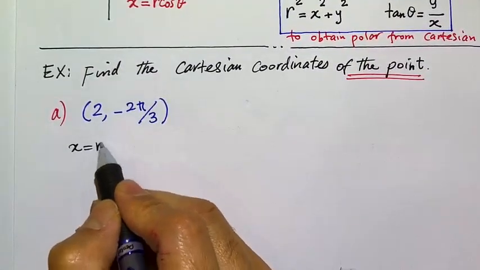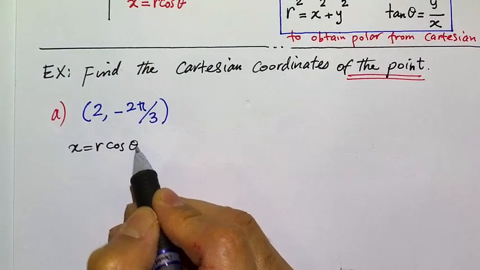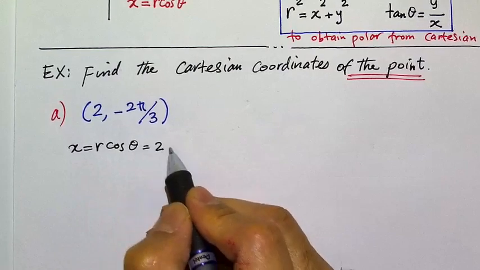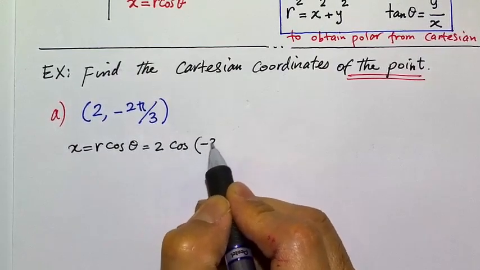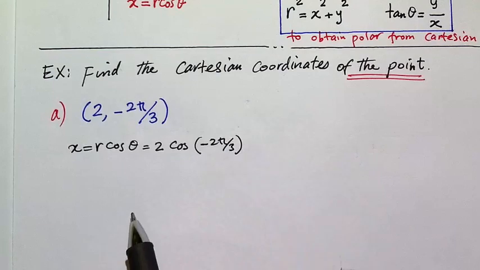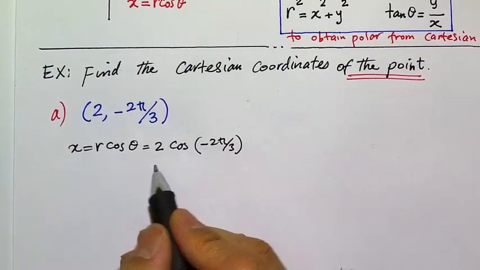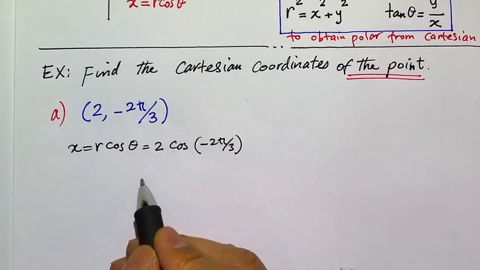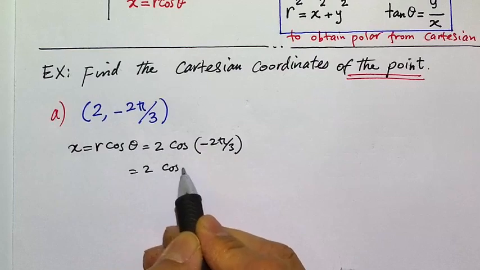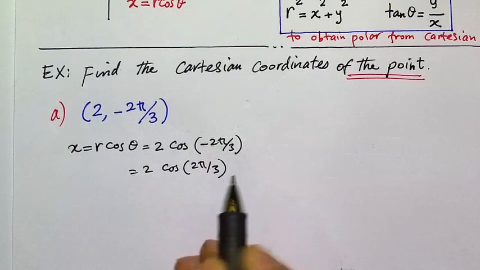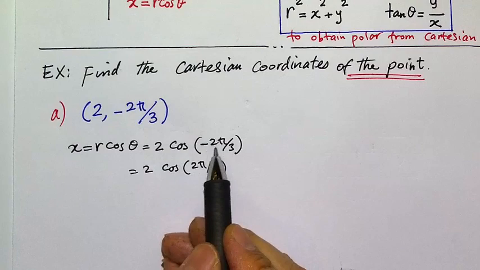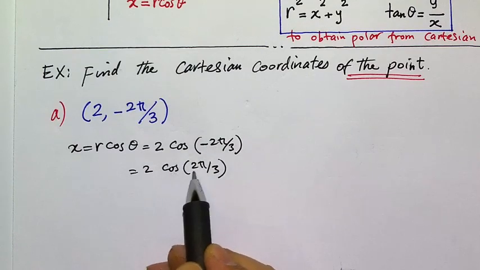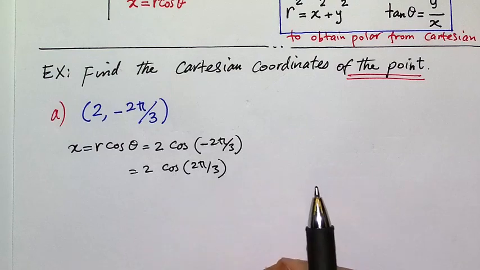So for x, we know x equals r cosine of theta. And so r in this case is 2 cosine of minus 2 pi over 3. And cosine is an even function. So because it's an even function, I can write this as 2 cosine of 2 pi over 3, right? Because cosine is even, cosine of a negative angle and cosine of that same positive angle are equal.